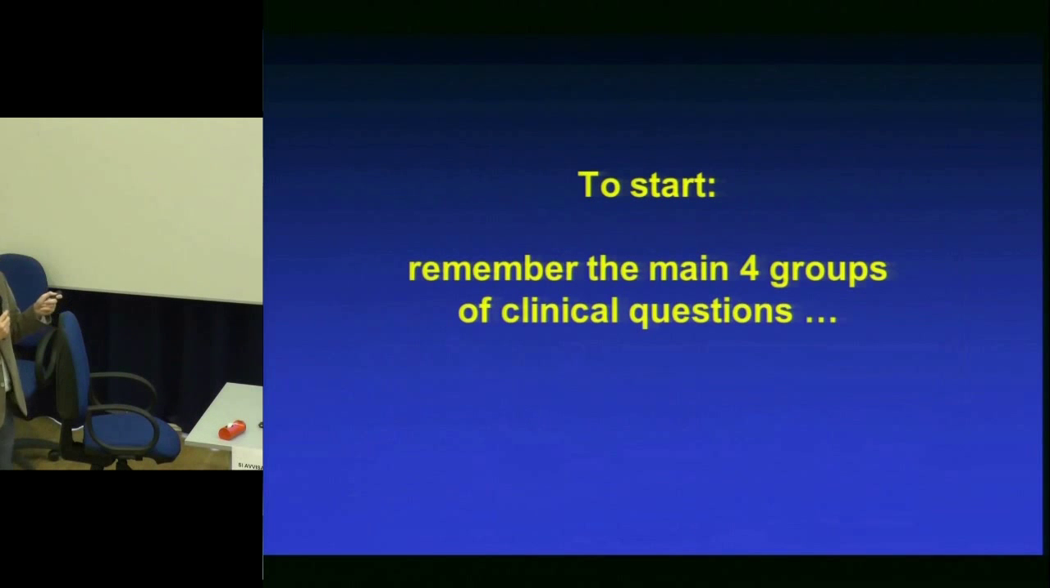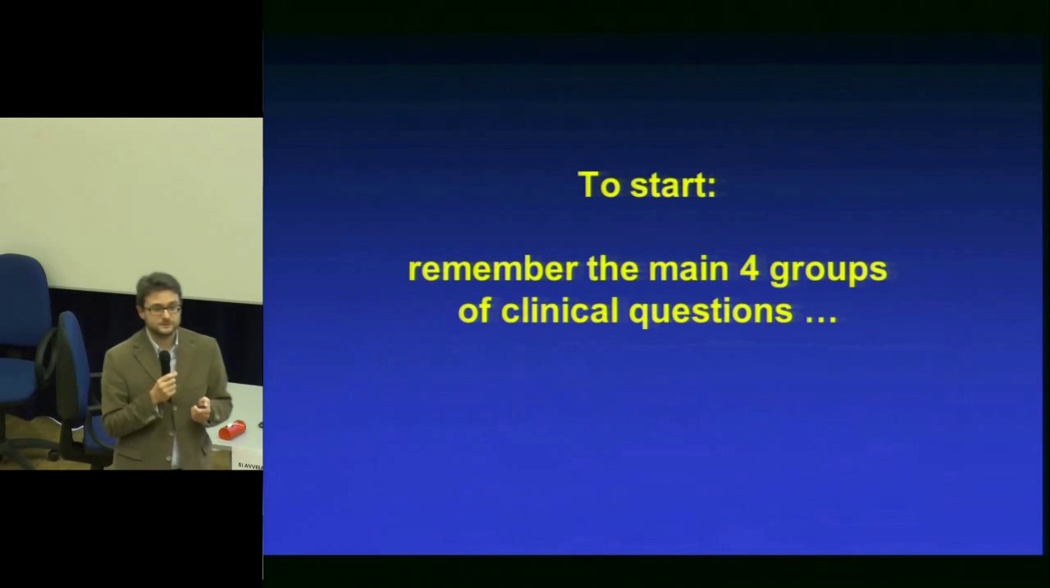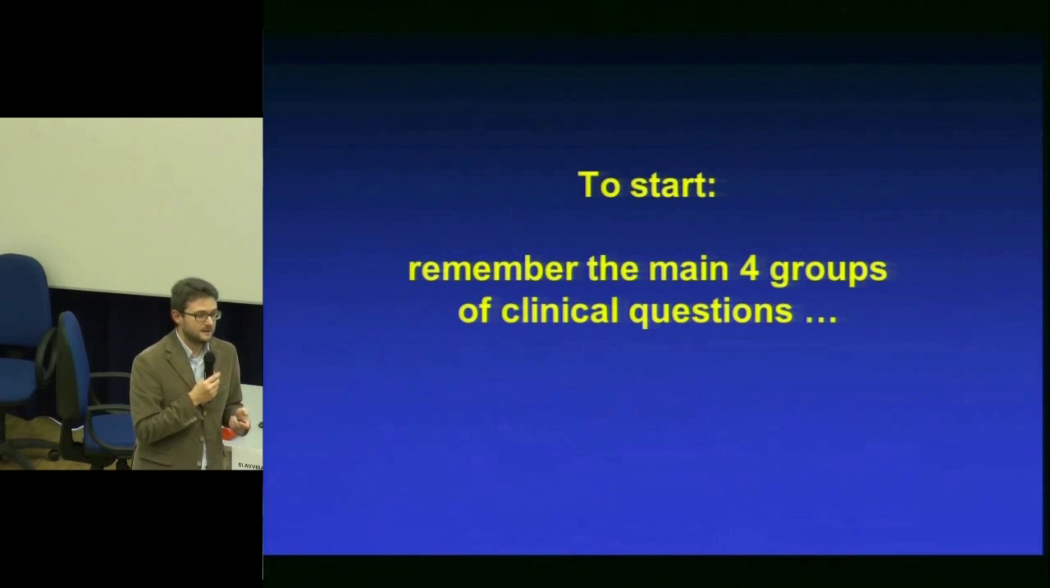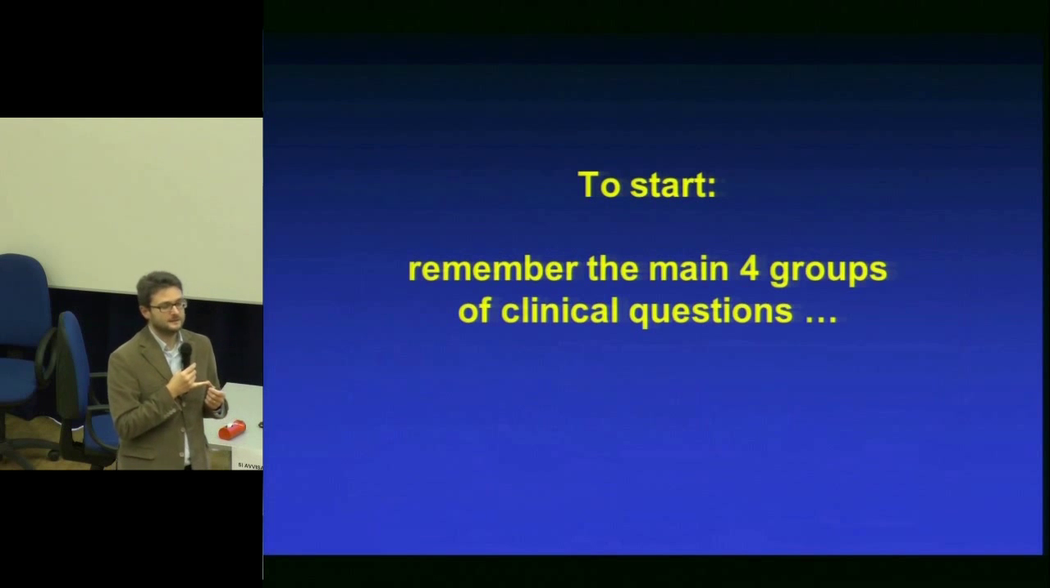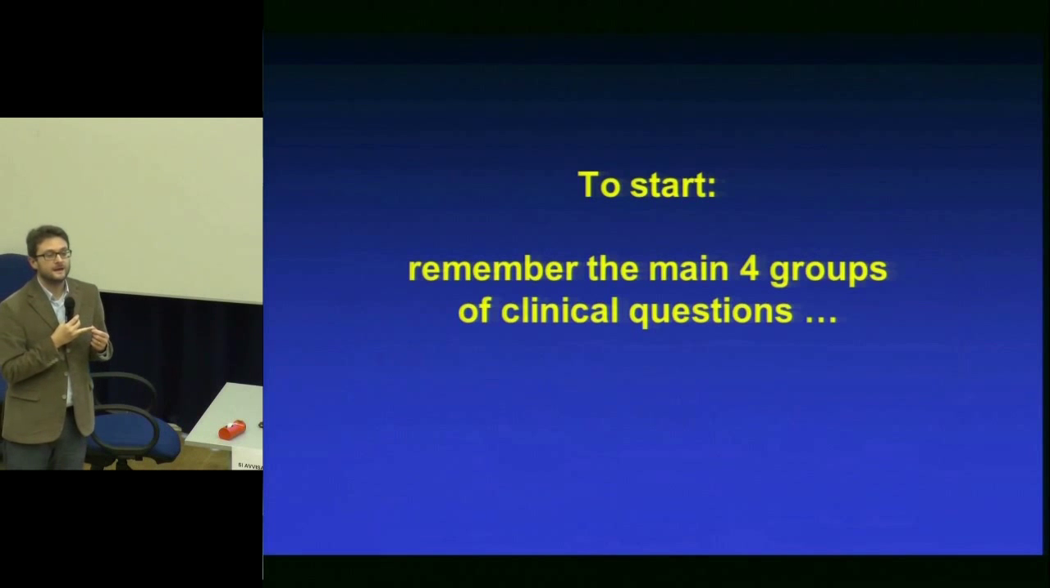Just to start, how do you know the four main groups of clinical questions that can be found in a clinical paper? A clinical study can be focused on four main groups of questions. Any physician in the room? Which is the main tasks of a physician? So, for taking care of a patient, you have to make a diagnosis. Then, prognosis, that's really important. We have to produce data on prognosis.